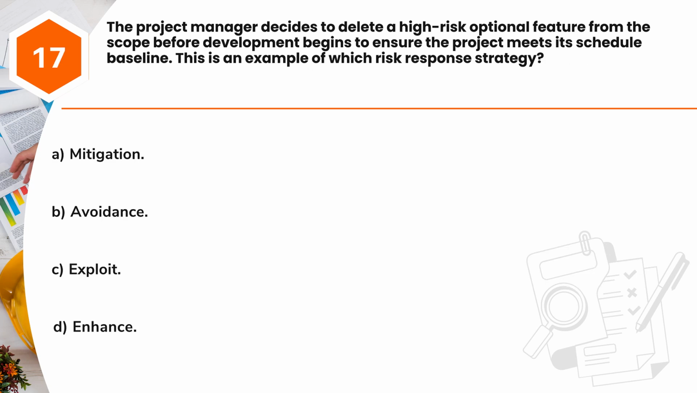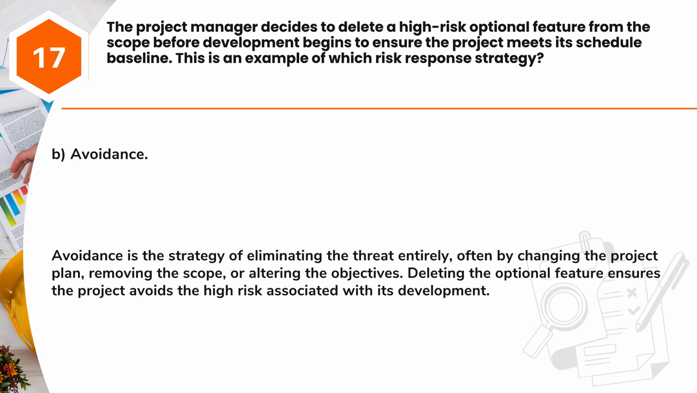Question 17. The project manager decides to delete a high-risk optional feature from the scope before development begins to ensure the project meets its schedule baseline. This is an example of which risk response strategy? A. Mitigation. B. Avoidance. C. Exploit. D. Enhance. Answer: B.